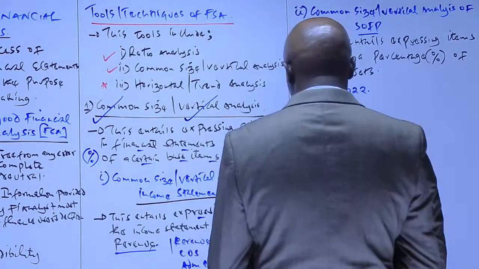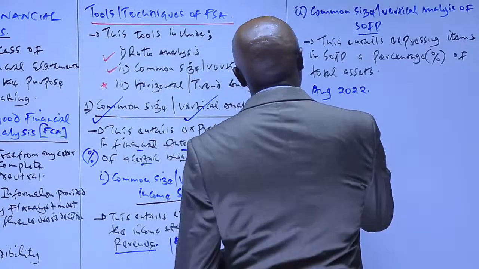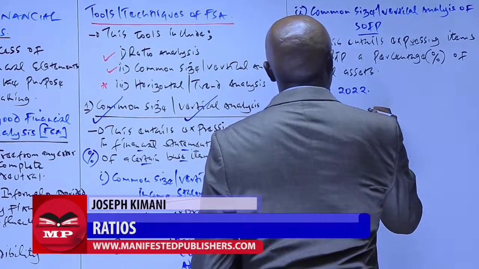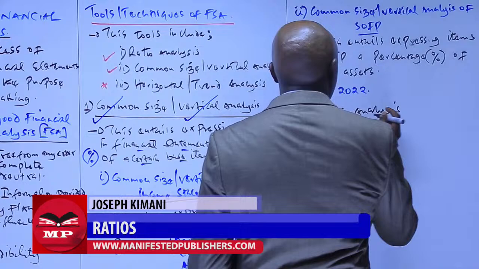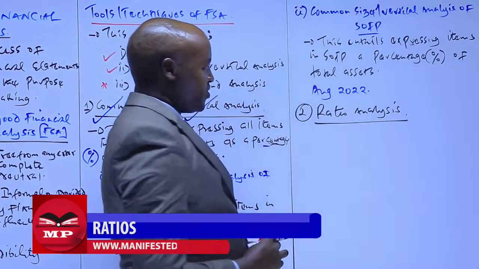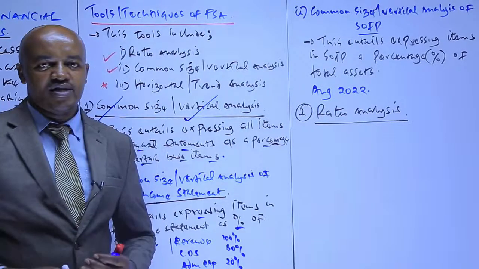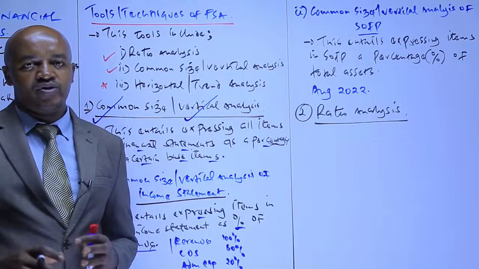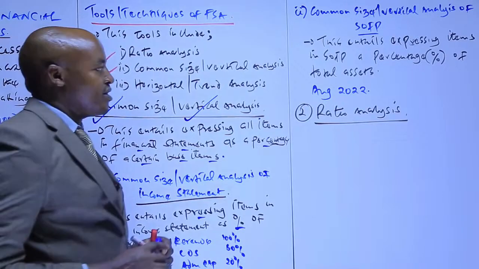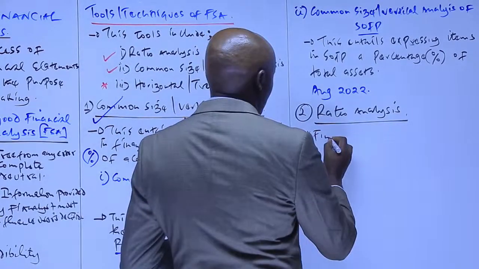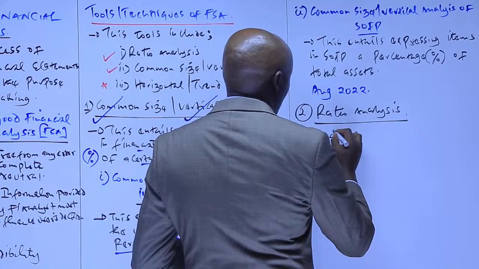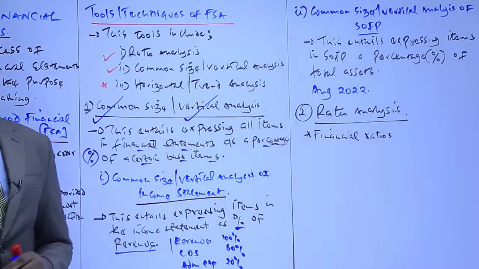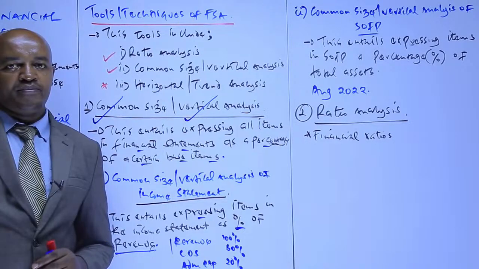Number two, we have ratio analysis. So when we talk about ratio analysis, as the name suggests, it means analyzing the financial statements, and it involves computation of ratios. Or this tool entails computation of what we refer to as the financial ratios. What is a financial ratio? This is basically a relationship between two or more financial variables.